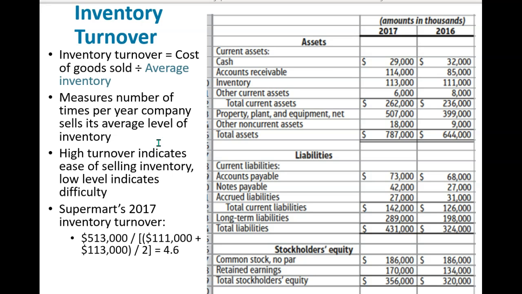So if you think about it again, we're taking cost of goods sold and dividing it by our average inventory. A high turnover indicates it's easy to sell inventory, and if it's low, then you know that it doesn't move that fast. It's more difficult. So their inventory turnover is 4.6. We can't compare this to the prior year because we'd need 2015 for the average. But what we want to do is compare that to prior years or to other companies in our same industry.